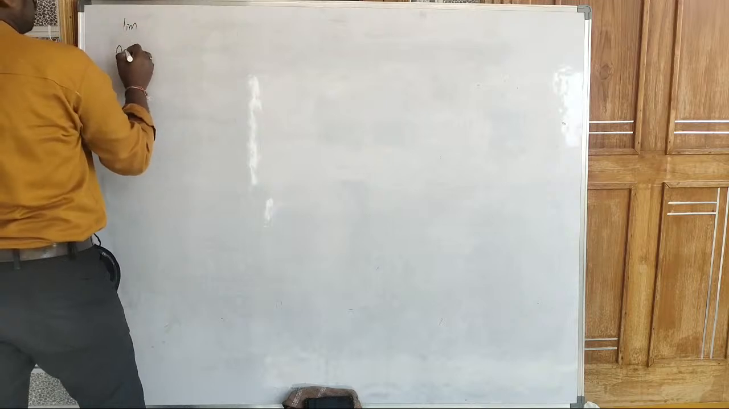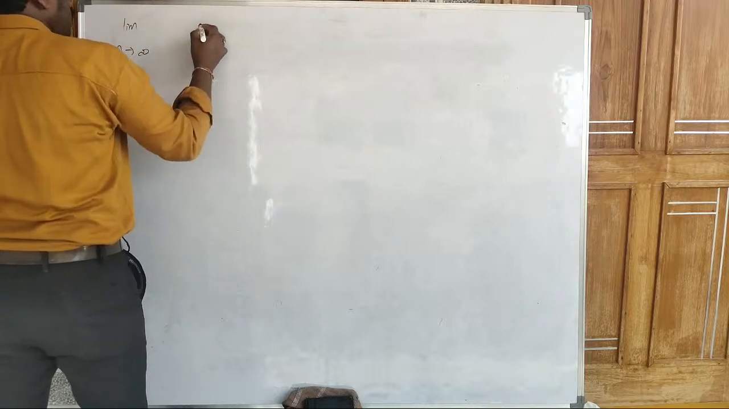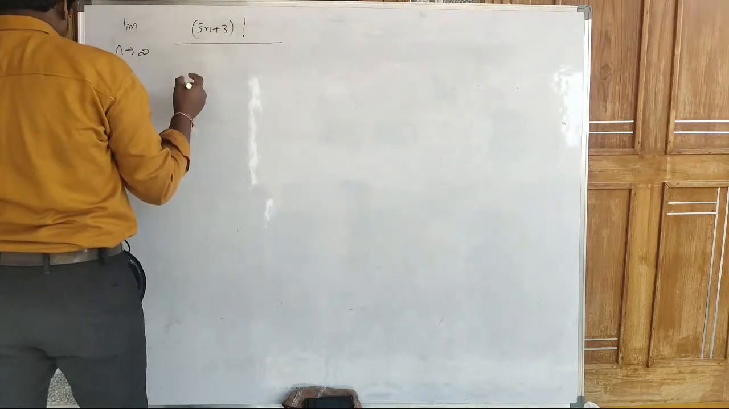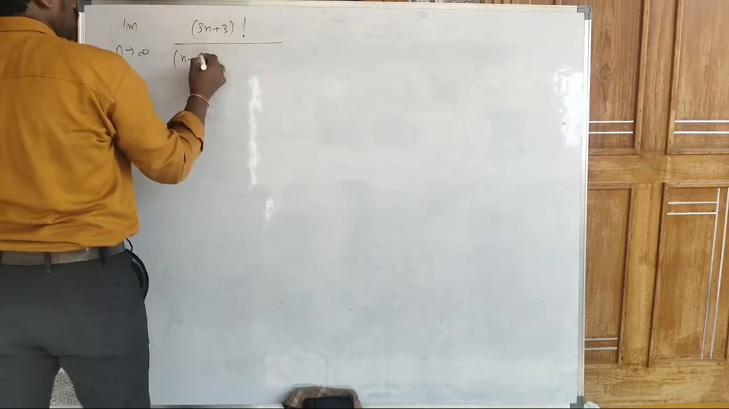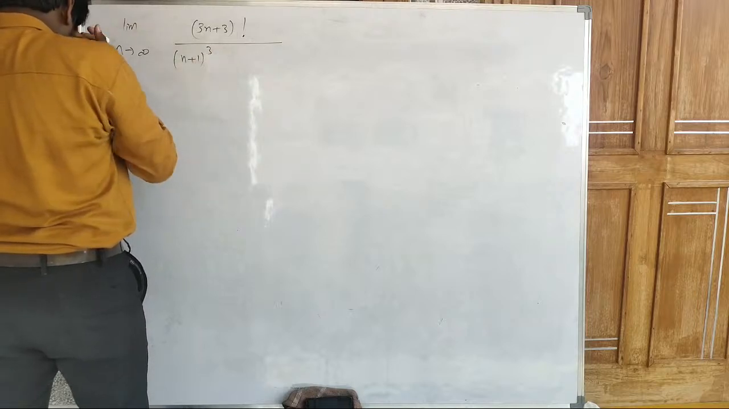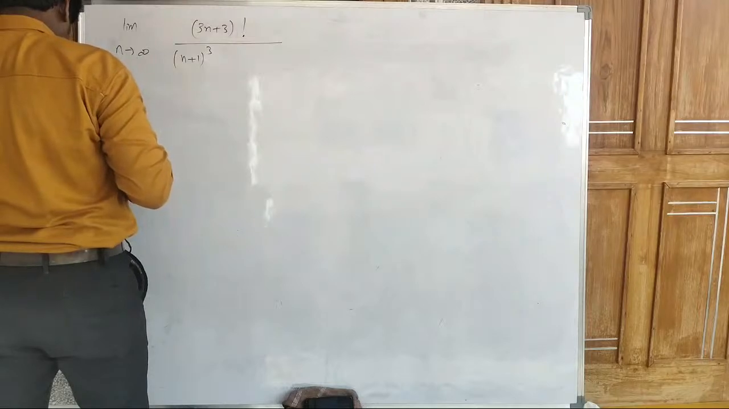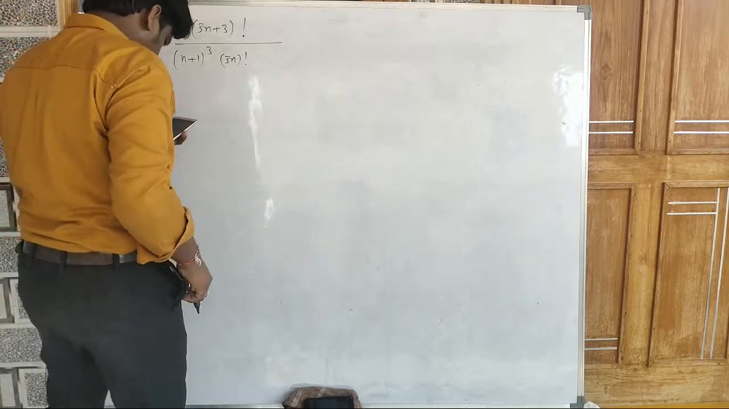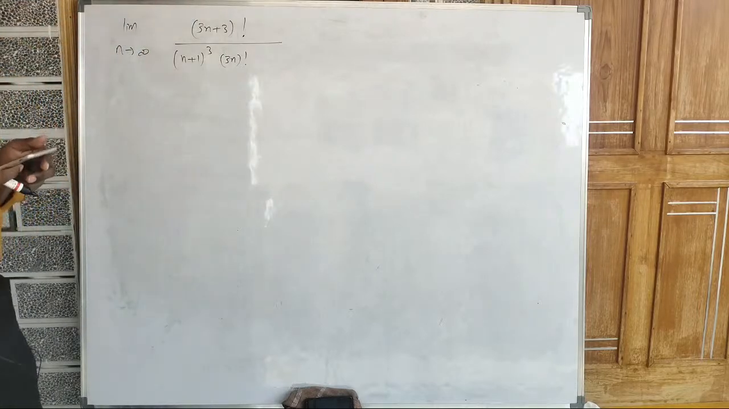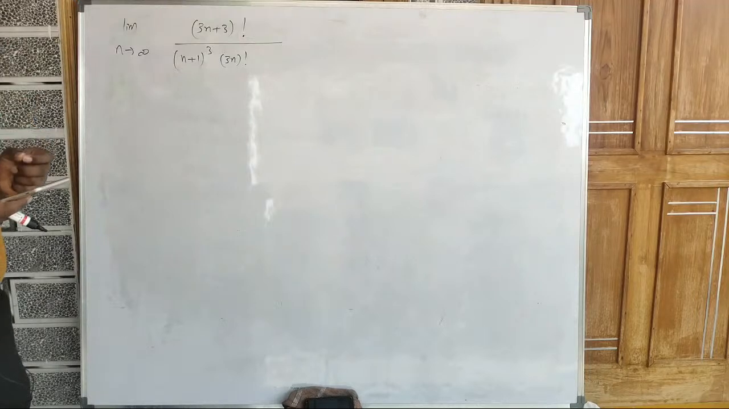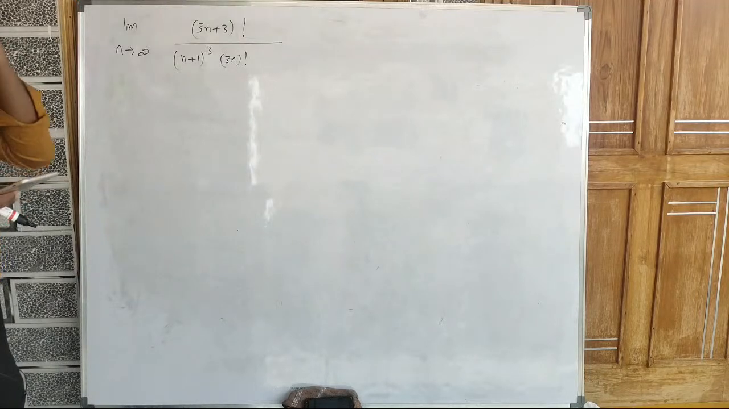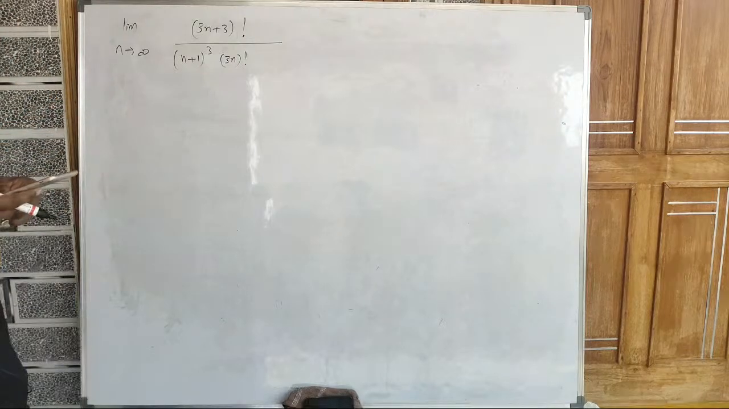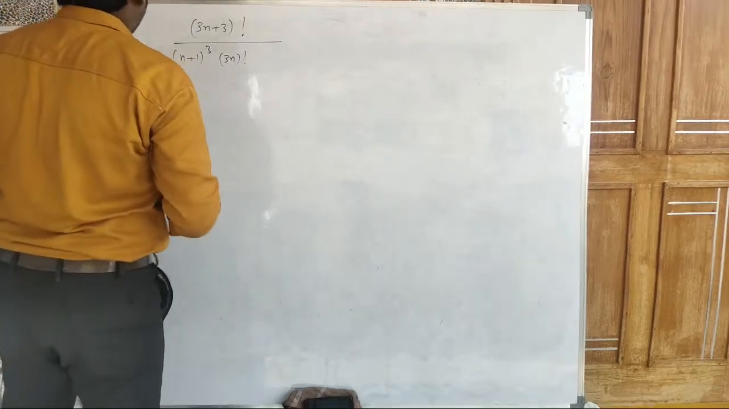Next question, limit n tending to infinity, 3n plus 3 factorial divided by n plus 1 whole cube into 3n factorial. So the next question is, n plus 3 factorial upon n plus 1 whole cube divided by n factorial. What is the answer for this? Limit n tending to infinity.